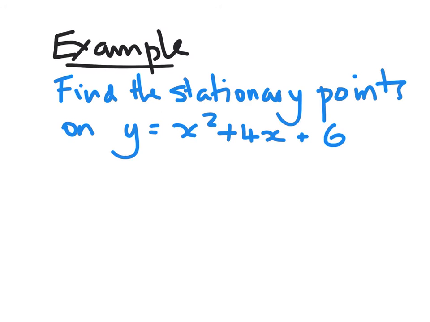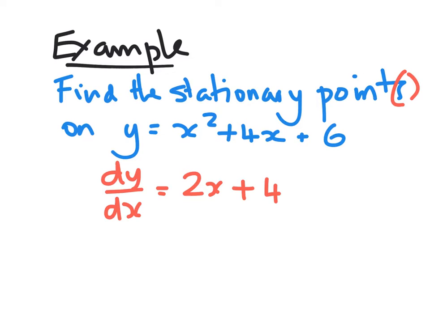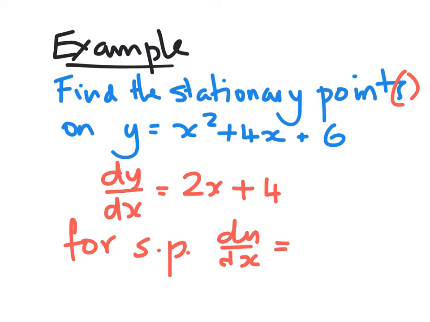Okay, examples. Find the stationary point or points on y equals x squared plus 4x plus 6. So for stage 1, differentiate. If I differentiate this, I get 2x plus 4, and then the 6 differentiated disappears. And then the important thing is that we now say for stationary points, or turning points as they are called, the gradient, the dy by dx, has to equal 0. Now this stage here is important to include.